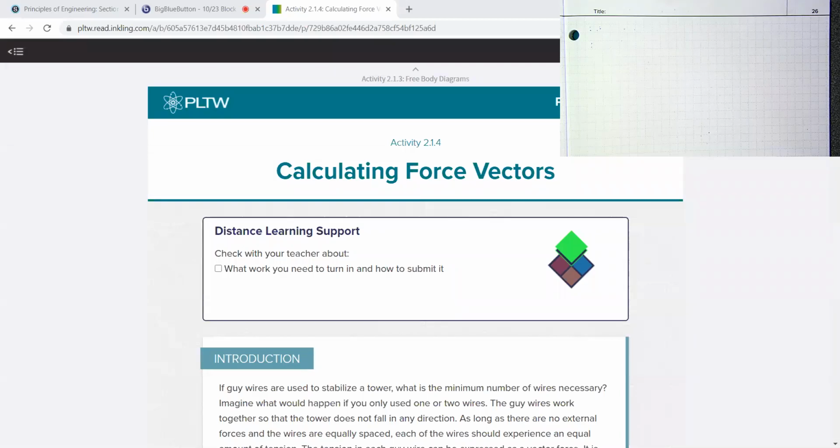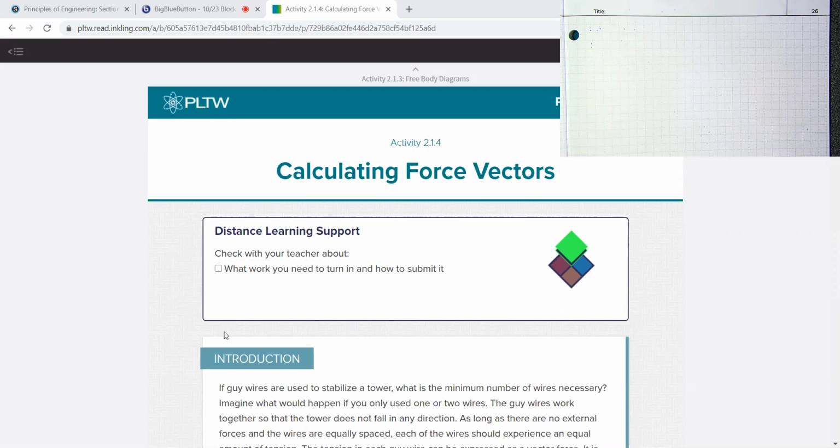Okay, here we go. It is October 23rd, 2020 at 1:36 p.m. We're in fourth block, room 409 with Principles of Engineering, the second course of the Project Lead the Way Engineering program. We are going to try to look at activity 214, which I assigned this week, but did a very poor job of explaining any of it, especially since I'm throwing out most of the instructions as they're given.